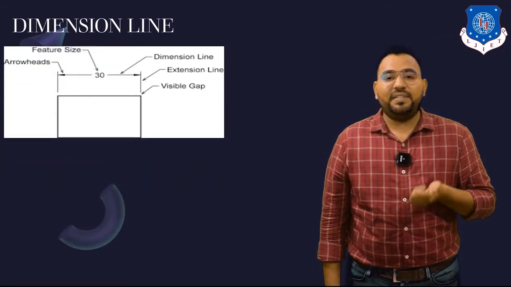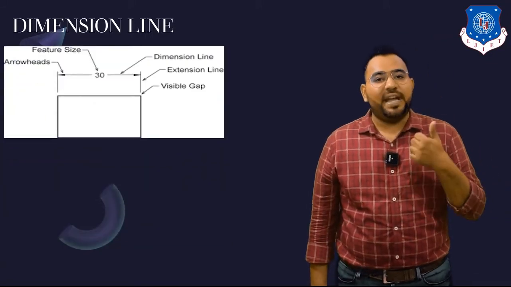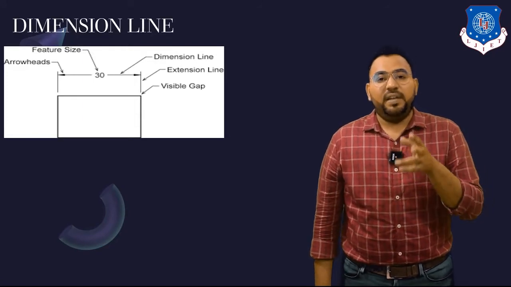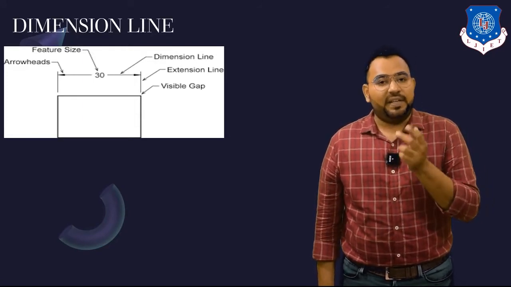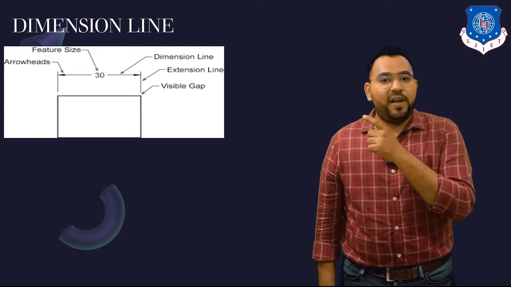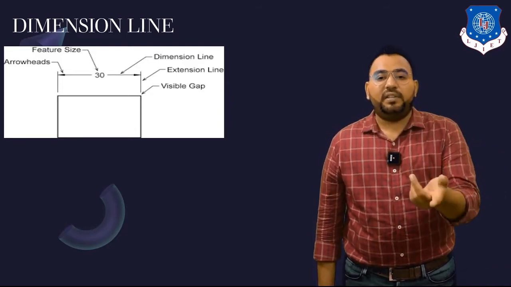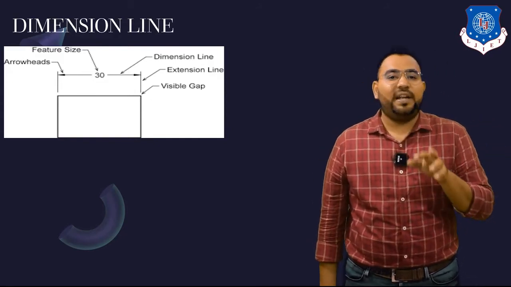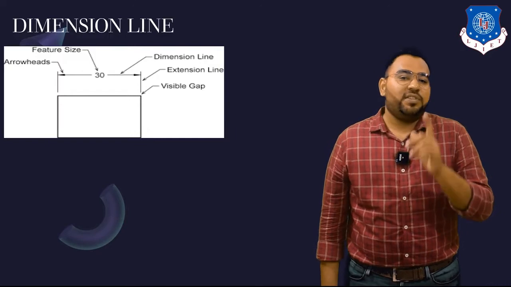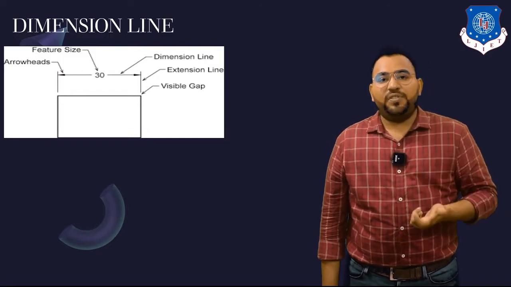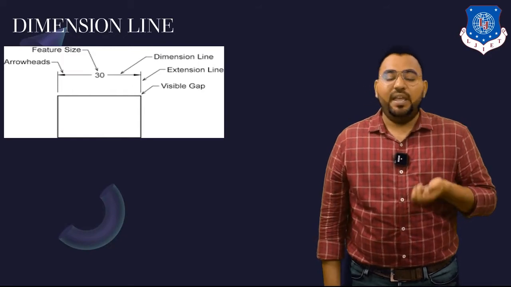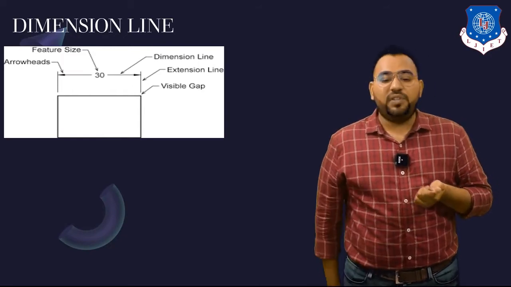Now the next line, as you can see on your screen, is dimension line. Dimension line is used for showing the dimension of an object. You can see in the figure there is 30 written. First there are two extension lines, which are vertical lines, then double arrowhead lines, and in between we have written 30. That is known as dimension line. And it is drawn by which line? Yes, you are right, it is drawn by continuous thin line.